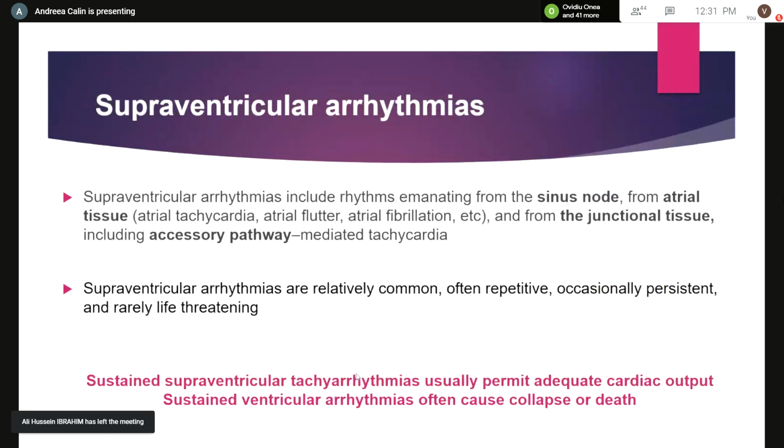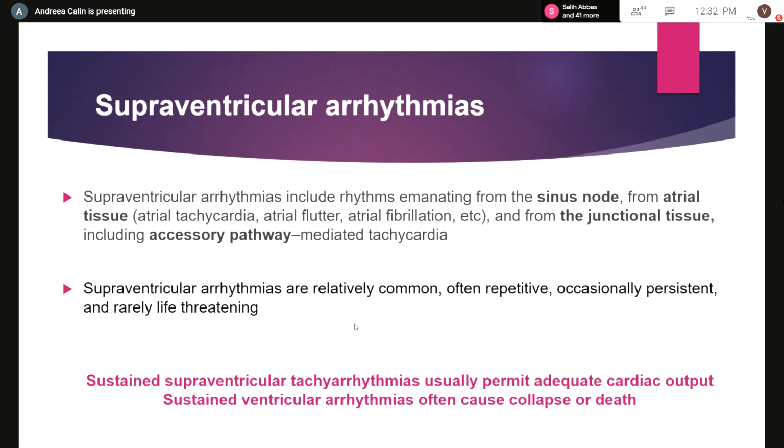When we talk about supraventricular arrhythmias, they include all the rhythms emanating from the sinus node that may be abnormal, from atrial tissue, and we'll talk about atrial tachycardia, atrial flutter, and atrial fibrillation, and also from the atrioventricular node, from the junctional tissue, including those tachycardias that imply the presence of an accessory pathway in some subjects.